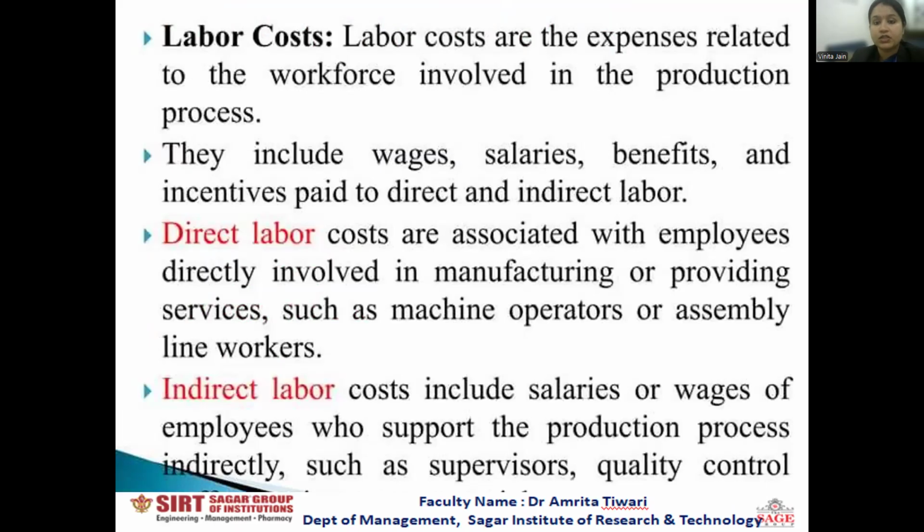Labor cost. Labor costs are expenses related to the workforce involved in the production process. They include wages, salaries, benefits, and incentives paid to the direct and indirect workers.